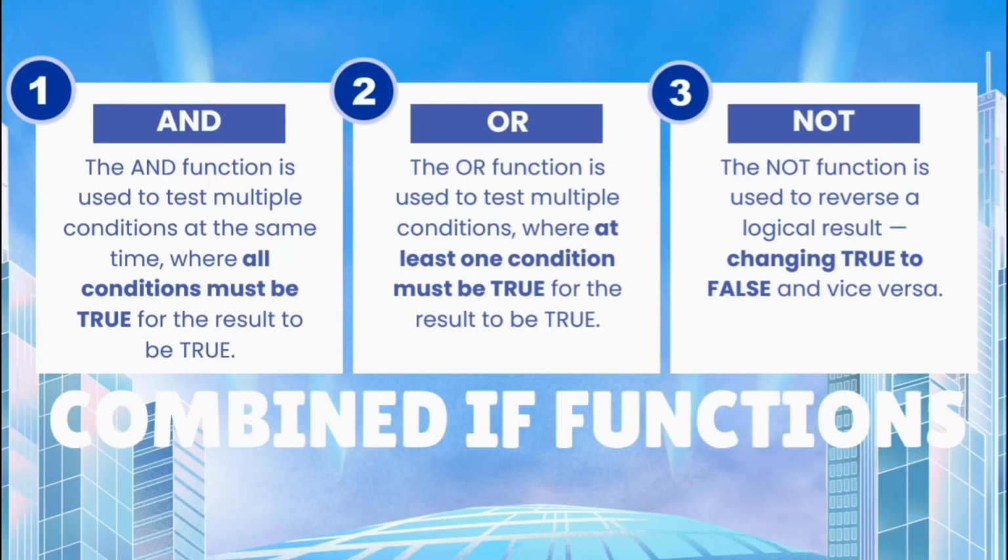Combination IF function number 2 is OR. The OR function is used to test multiple conditions, where at least one of the conditions must be true for the result to be true. And the last one, combination IF function is NOT. The NOT function is used to reverse a logical result, changing true to false and vice versa.